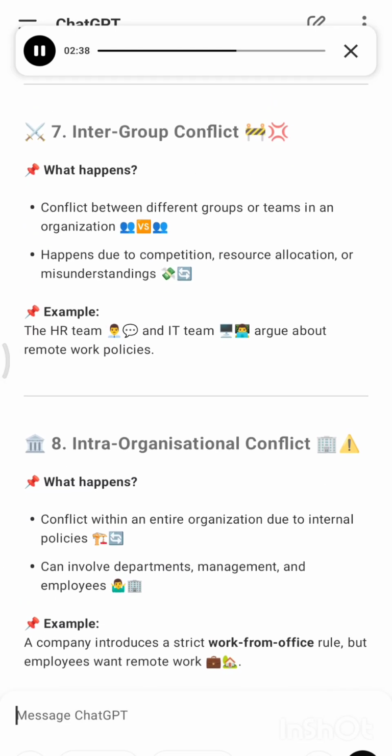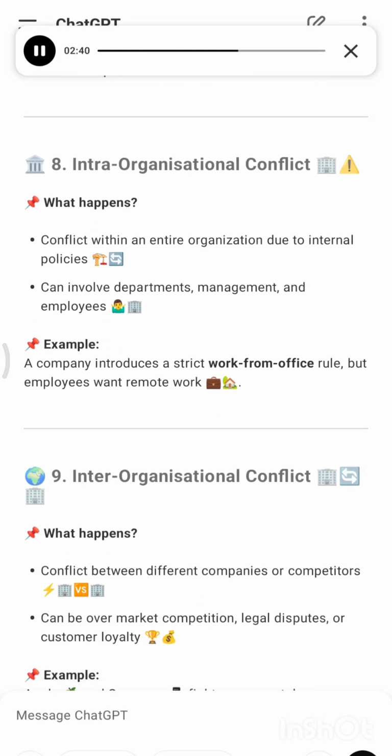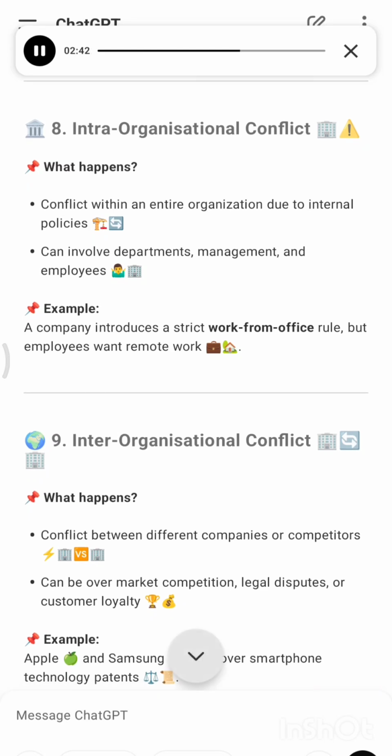8. Intra-organizational conflict. What happens? Conflict within an entire organization due to internal policies. Can involve departments, management, and employees. Example: a company introduces a strict work from office rule, but employees want remote work.